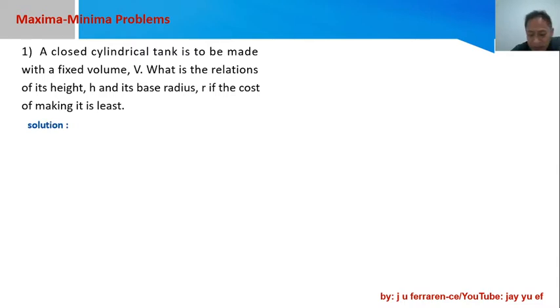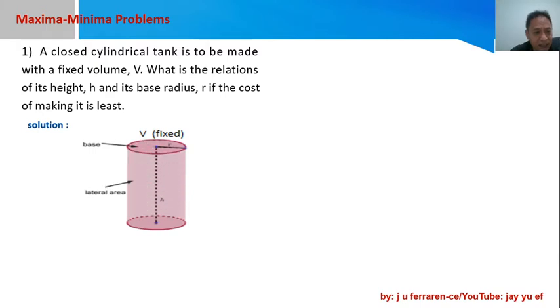Following the steps of solving, I try to read and understand the problem well, and I know that I have a closed cylindrical tank with a fixed volume V, and I have to work on finding the relationship between h and r. So here is my figure. We have a right circular cylinder, so this is my altitude h, and this is my base radius r. I have the base, the top and bottom sides, and then we have the lateral area here.